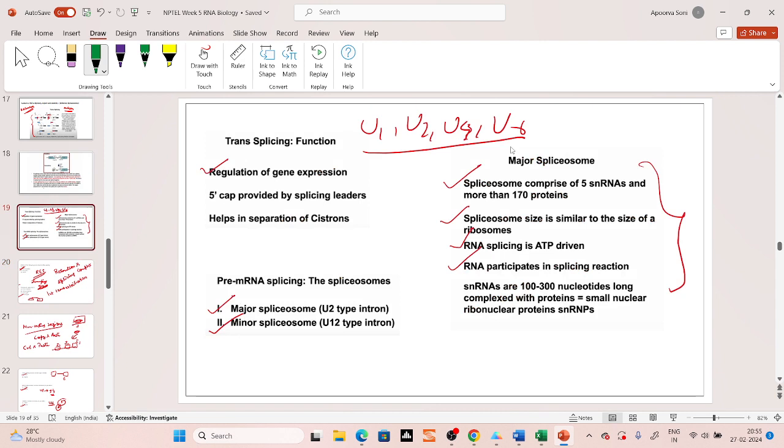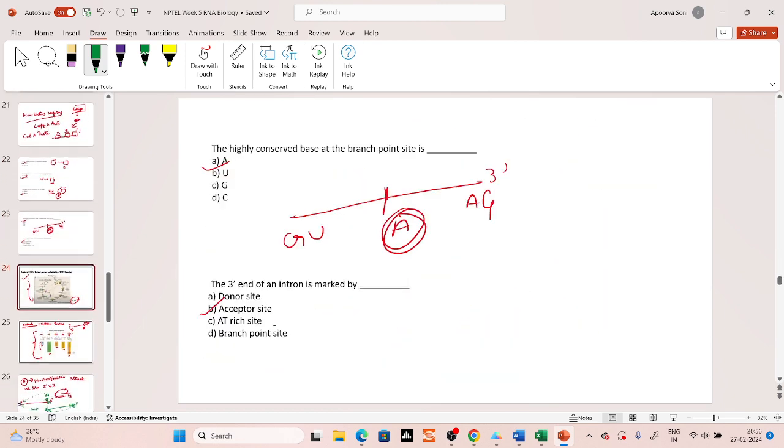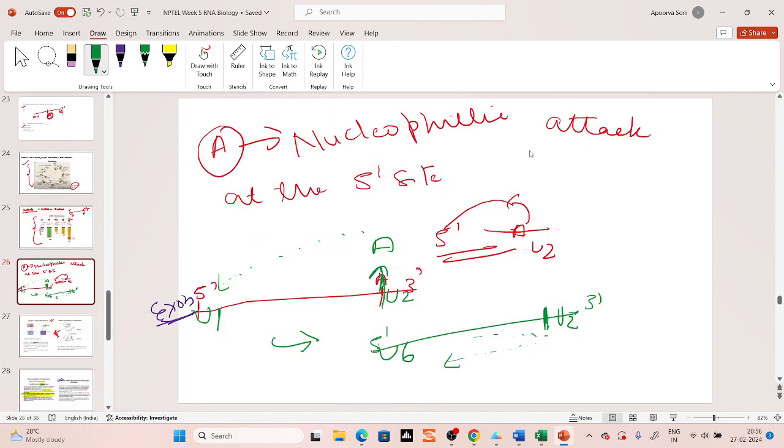Then we have studied there are two kinds of spliceosome, major and minor. Major means it performs the majority of the function, but the nature of function of both of them remains the same. Then we have studied about the SMN complex. So we have studied that SMN complex, basically it is present.